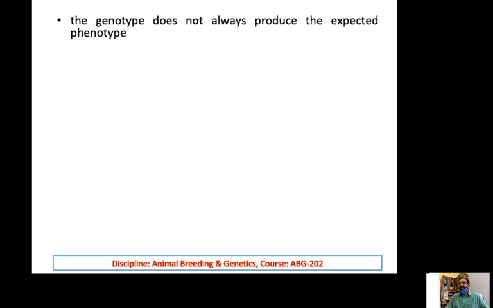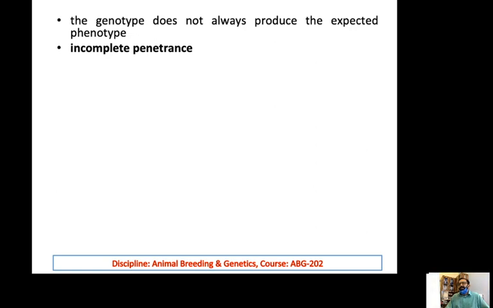In this class, we will try to address a few concepts about the deviation in the Mendel laws. Now, sometimes genotype does not always produce the expected results. For example, if we cross two heterozygous individuals and we don't get the 3 to 1 ratio.